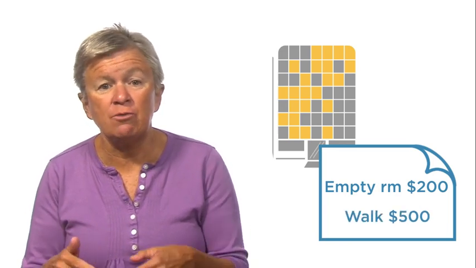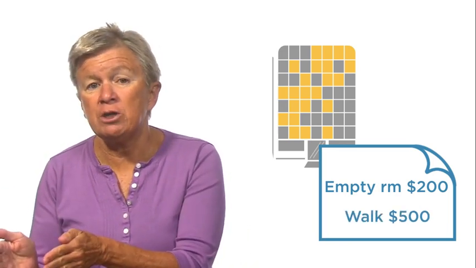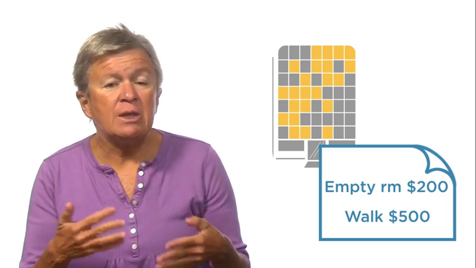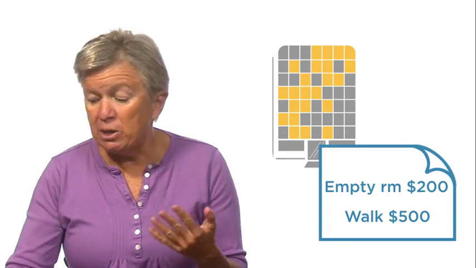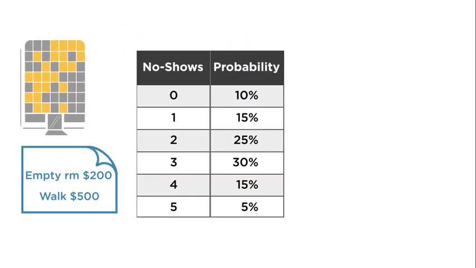So we've got the cost of walking at $500, the cost of an empty room at $200, and they've kept track of their no-shows for Thursdays for the past 6 months. They found the following distribution. 10% of the time they had 0 no-shows. I'm saying probability, but this is just the chance that this had occurred in the past. 15% of the time they had 1 no-show, and so forth. So we've got the cost of walking, the cost of empty, and then the probability distribution.